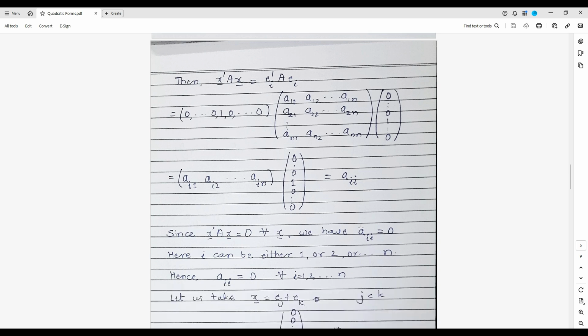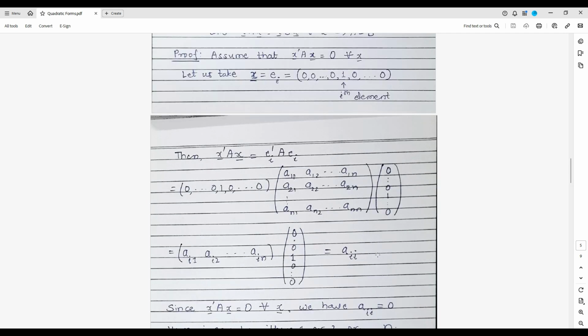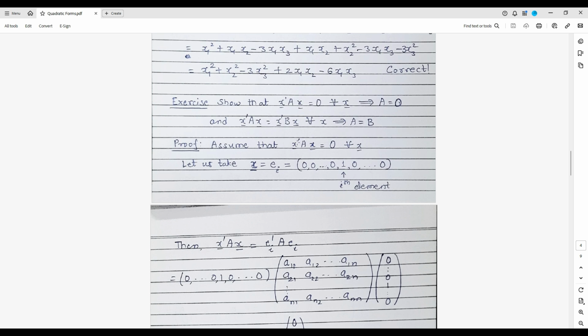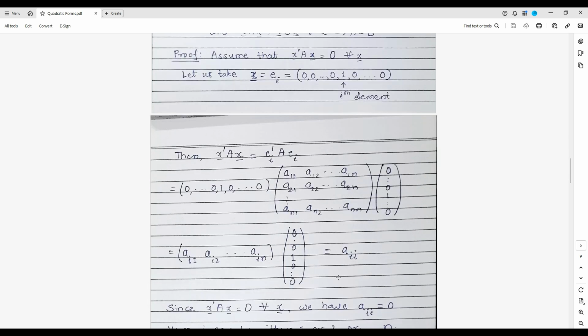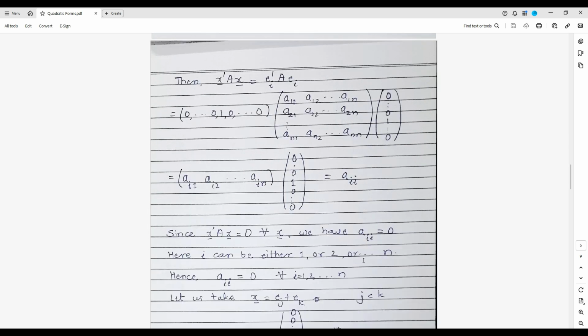So thus, if I repeat this story, I have got the ith element to be equal to 0. Now I can allow this i to be equal to 1, 2 or any n. If I take i equal to 1, then I'll get a11. If I take i equal to 2, then I'll get a22 and so on. But we shouldn't forget that we started with the assumption that x prime Ax is equal to 0 for every x. So this will mean that aii is equal to 0, and if I vary i over 1 to n, then I'll end up getting all diagonal elements of the matrix A to be equal to 0.